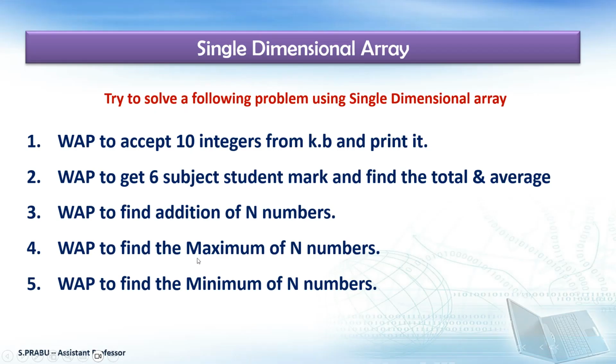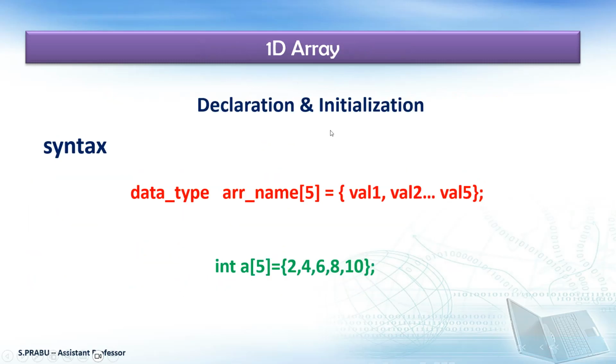So in the same way you can easily find the minimum of n numbers. You can try it yourself. So we know how to create a single dimensional array. So in this part we learn how to declare and initialize the array.